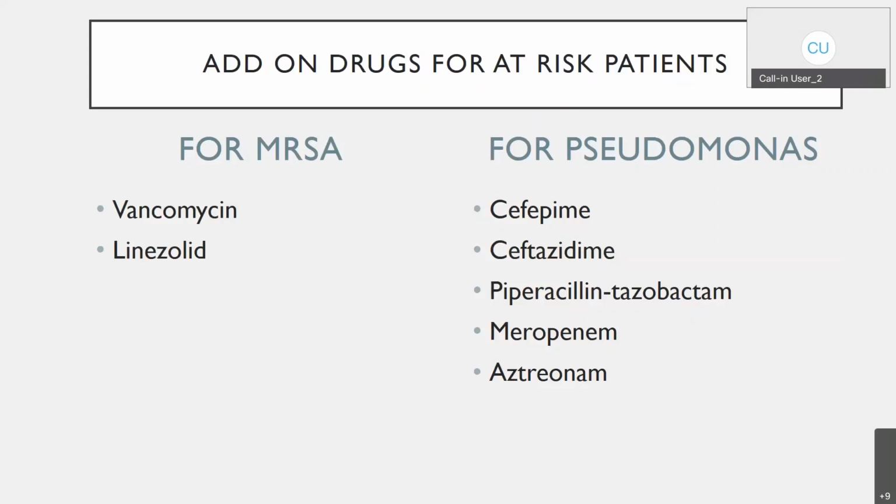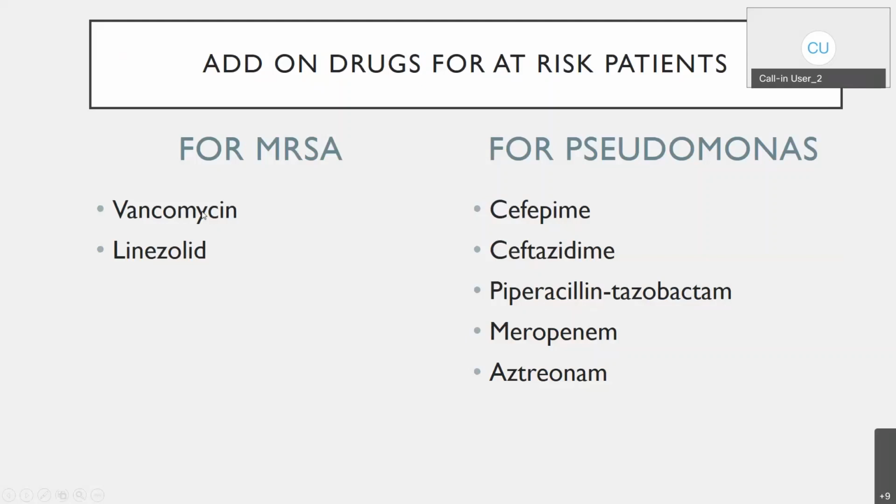Add-on drugs, if you're trying to cover Pseudomonas, are cefepime, ceftazidime, piptazo, meropenem, or aztreonam. The recommended add-on drug here at Metro in part depends on if they have a past isolate, what it's susceptible to. And if it's pretty susceptible, we prefer using cefepime or ceftazidime over piptazo or over meropenem.